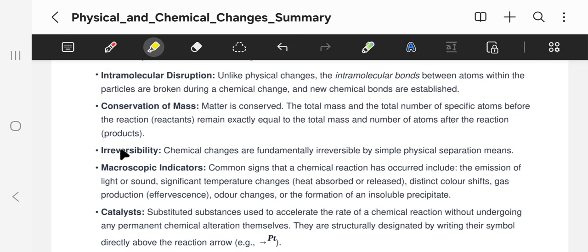That this one is also key. Okay, that's another key difference there. And then we have other things here like microscopic indicators, and we also have catalysts there.